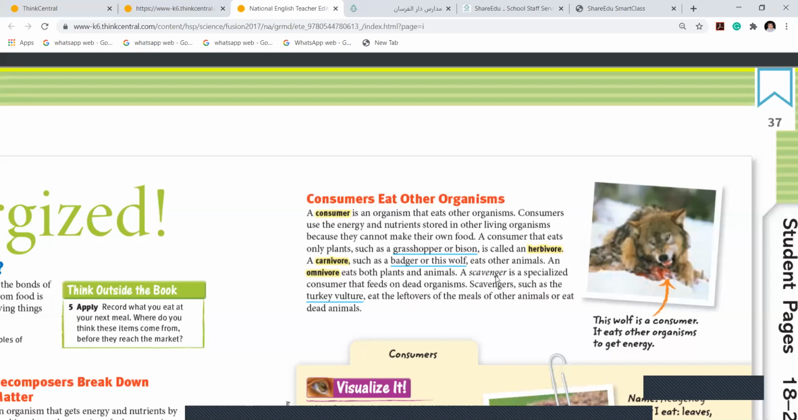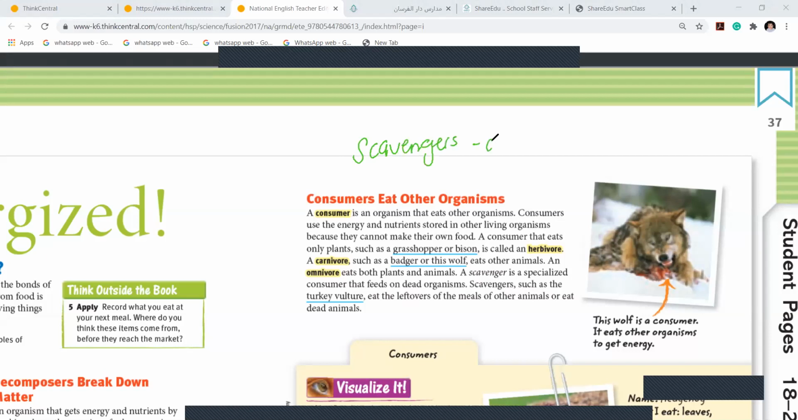A scavenger. Girls, this is not in your vocabulary, but you must know. Scavengers feed on dead organisms. They only feed on dead bodies. They don't go for the alive bodies. Almost like they kill it first. They say the turkey vulture is an example of a scavenger. Okay?